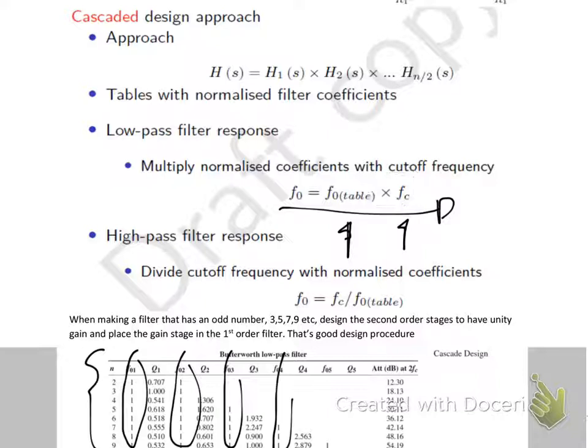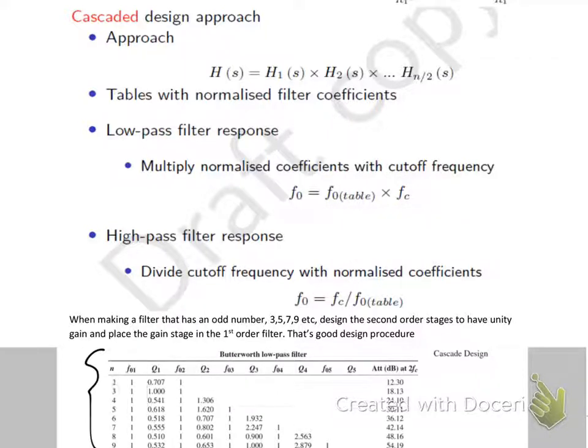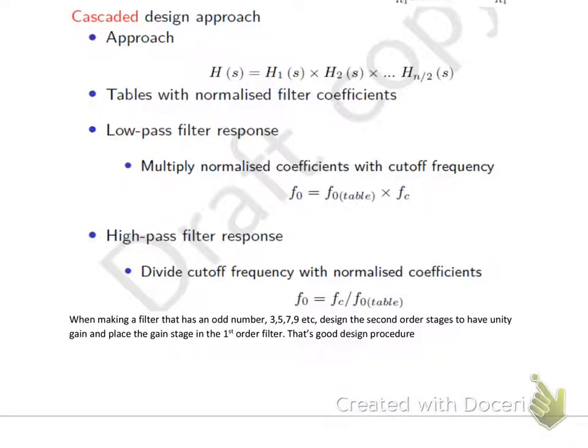So I see here that I've made a little note that says that when making a filter that has an odd order, 1, 3, 5, 7, 9, you should design your second order stages to have unity gain, and then place the gain stage in your first order filter. The reason for this comes back down to stability and your gain bandwidth product.